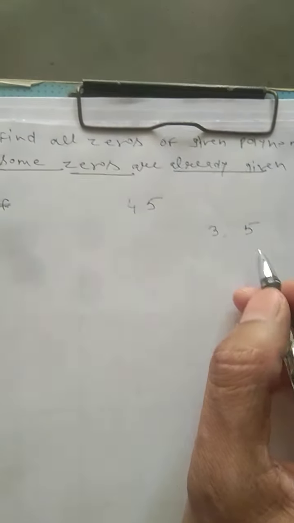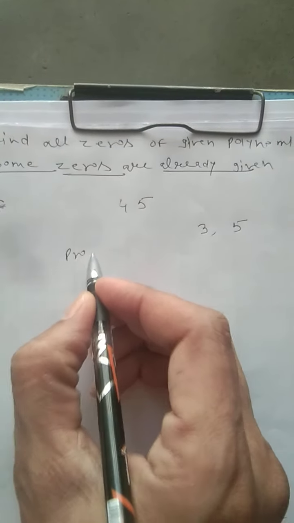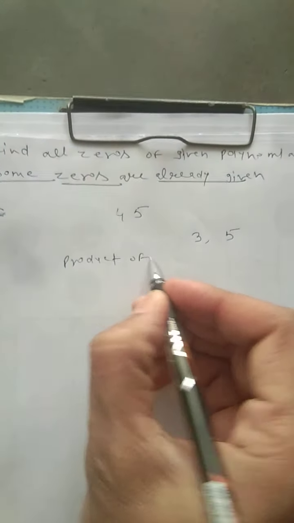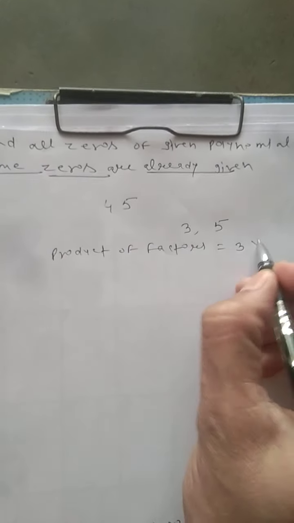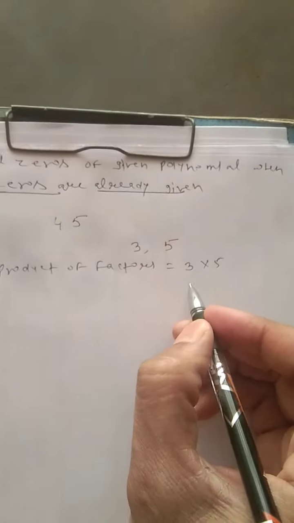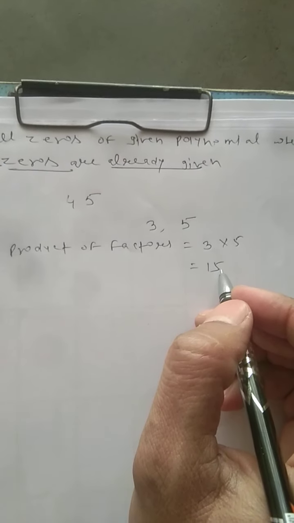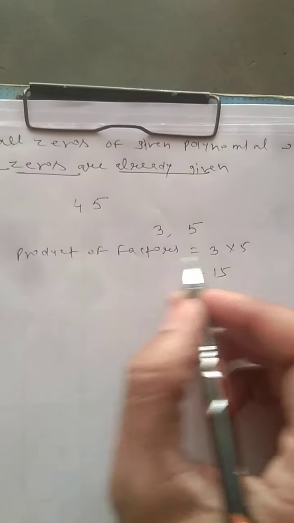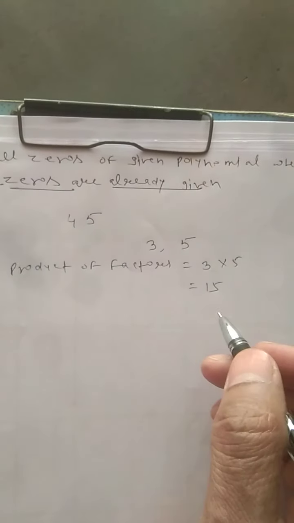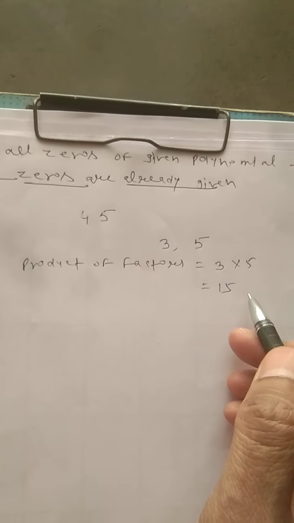Now what will we do? We will multiply the factors. That means we can write the product of factors: 3 into 5. What will it become? 15. It is the product of the given factors. Now what will we do? After getting the product of factors, we will divide the given number by this product of factors.